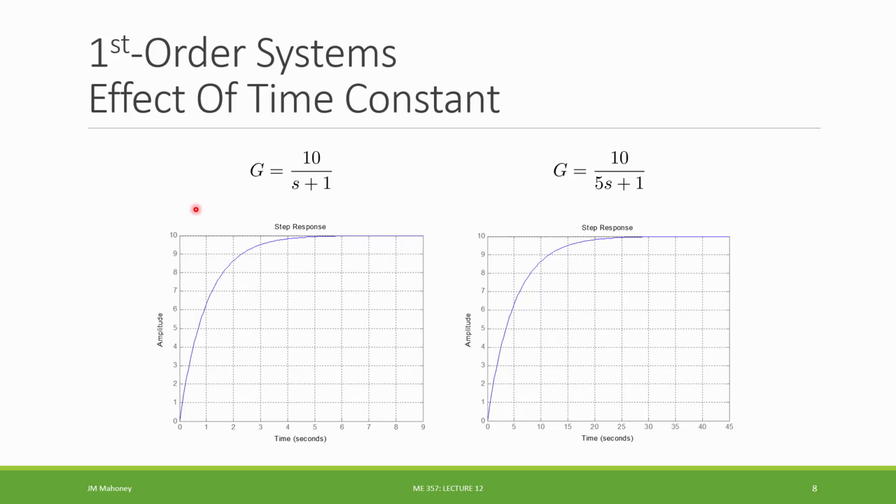But what they do have in common is they are both approaching that same steady state value of 10. They're both approaching it asymptotically from below. They're both starting at 0. And it's true, they're both at 63% of 10 after one time constant. But the difference is, what is that time constant?